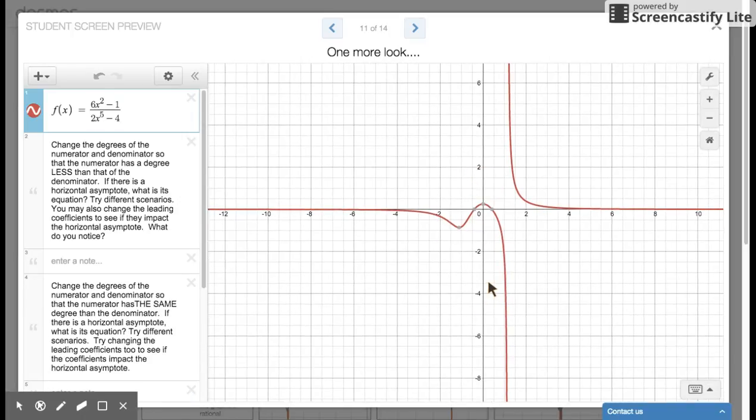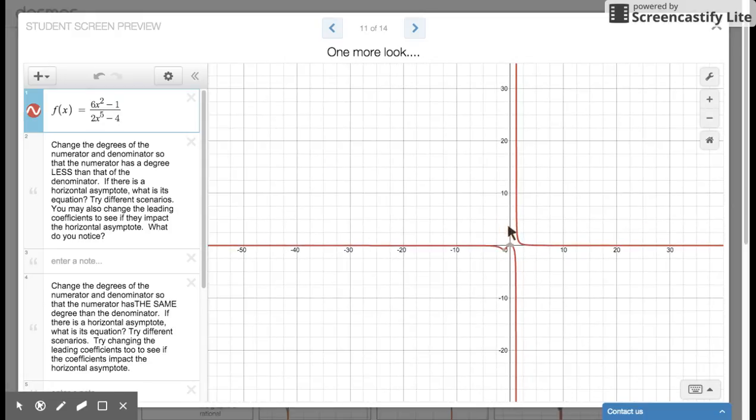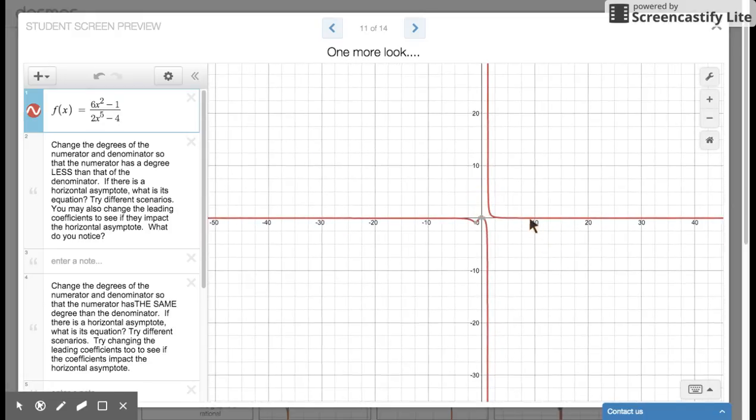Now we're looking for the horizontal asymptote. That means we are looking at the far right and the far left. We don't care about what's happening near zero. We want to see what's happening at the far left and right. So we notice that the function flattens out as we go to the left and right.